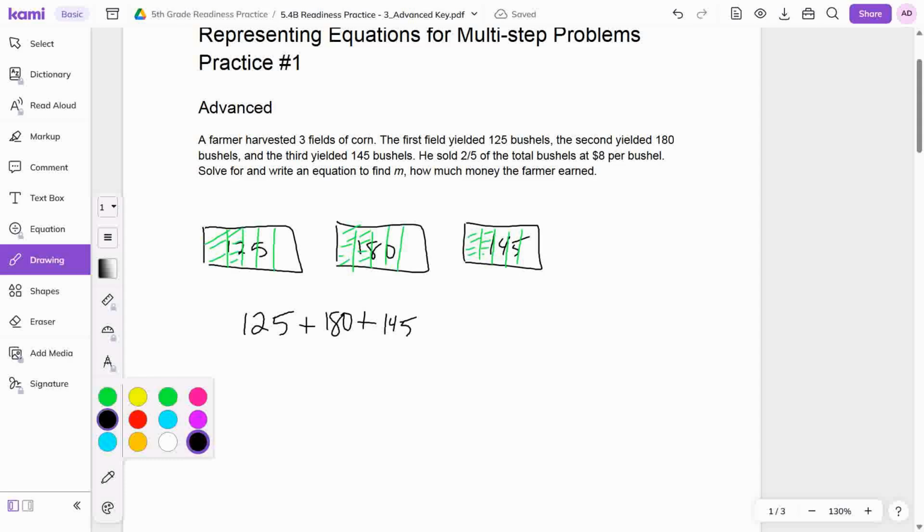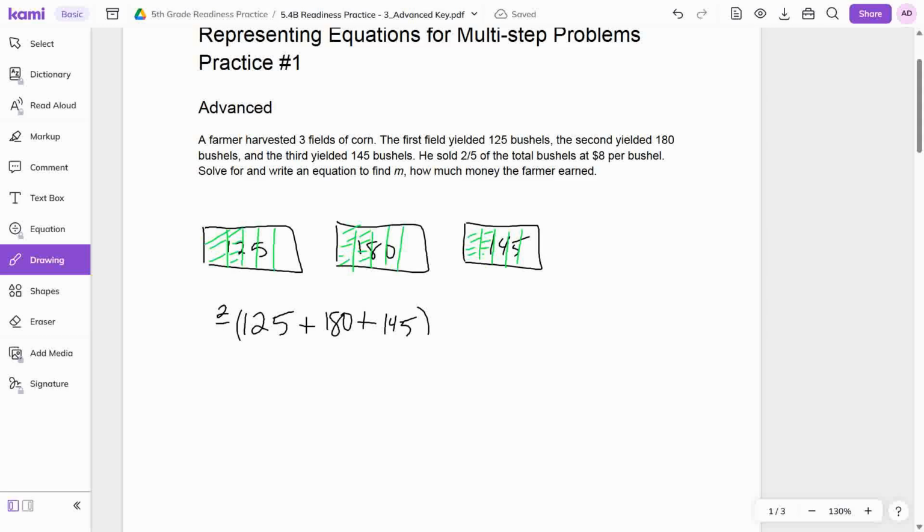What I could do with my equation is sum all of these up, and then I know that I don't sell all of them. I sell 2/5 of them. So I'm going to put this 2/5 on the outside of the parentheses. No operation means that it is going to be multiplying, so I'm going to multiply by 2/5, and then I'm also going to multiply that product by 8. So this is going to give me m.